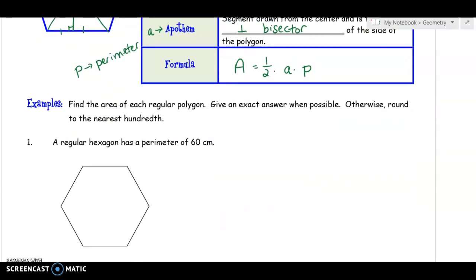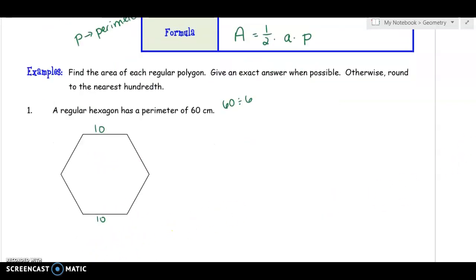So we've got a hexagon. A hexagon has 6 sides, and the perimeter is 60. We know it's regular, so each of the sides are equal. So you'll take 60, divide by 6 sides. Each of these sides is going to be 10. So each side is 10.